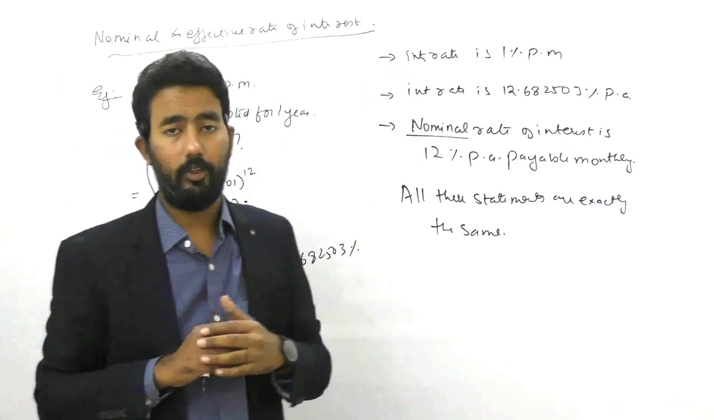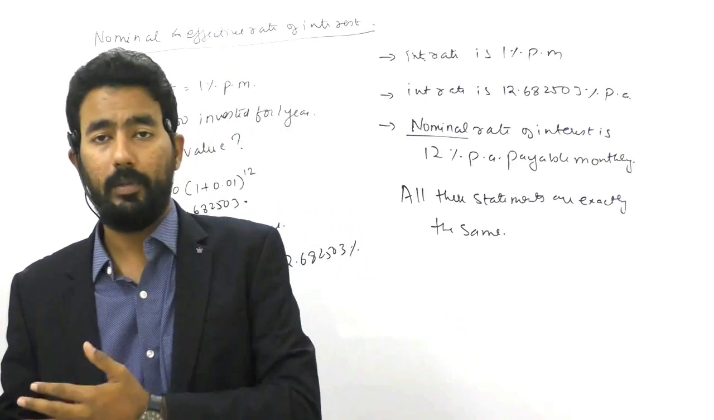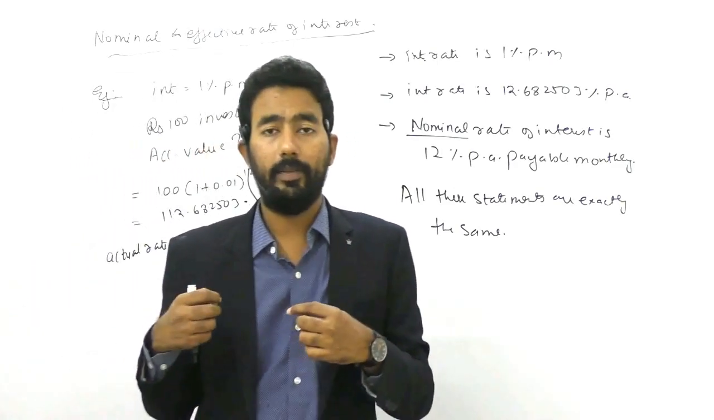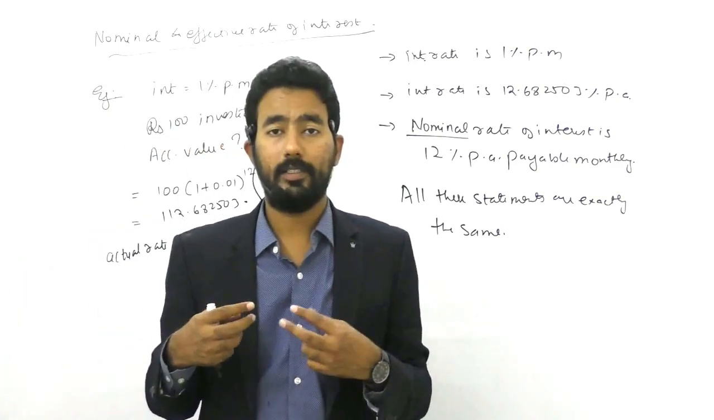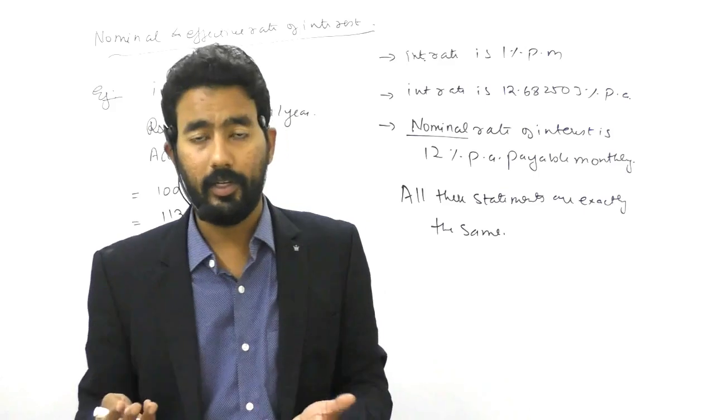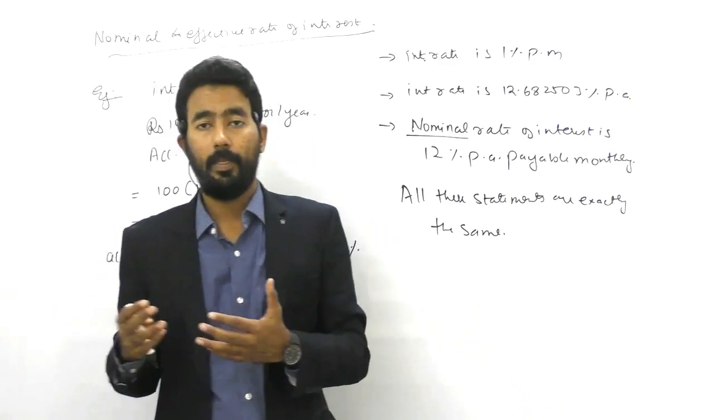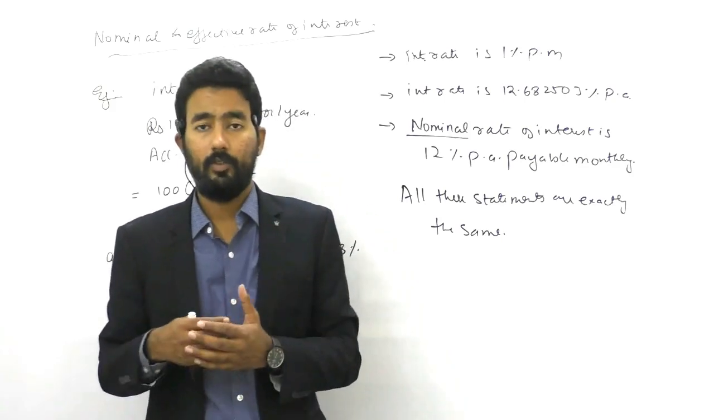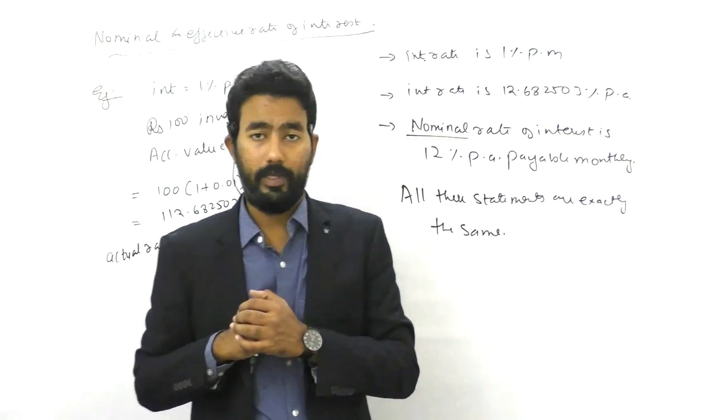So the question will not say it is 1% per month. The question will say the nominal rate of interest is 12% per annum payable monthly. So it should immediately strike you that it is 1% per month. If the question says the interest rate is 10% per annum payable half yearly, it should immediately strike you that it is 5% every half year and not the 10% actually. So 5% every half year would convert to 10.25% per annum effective.